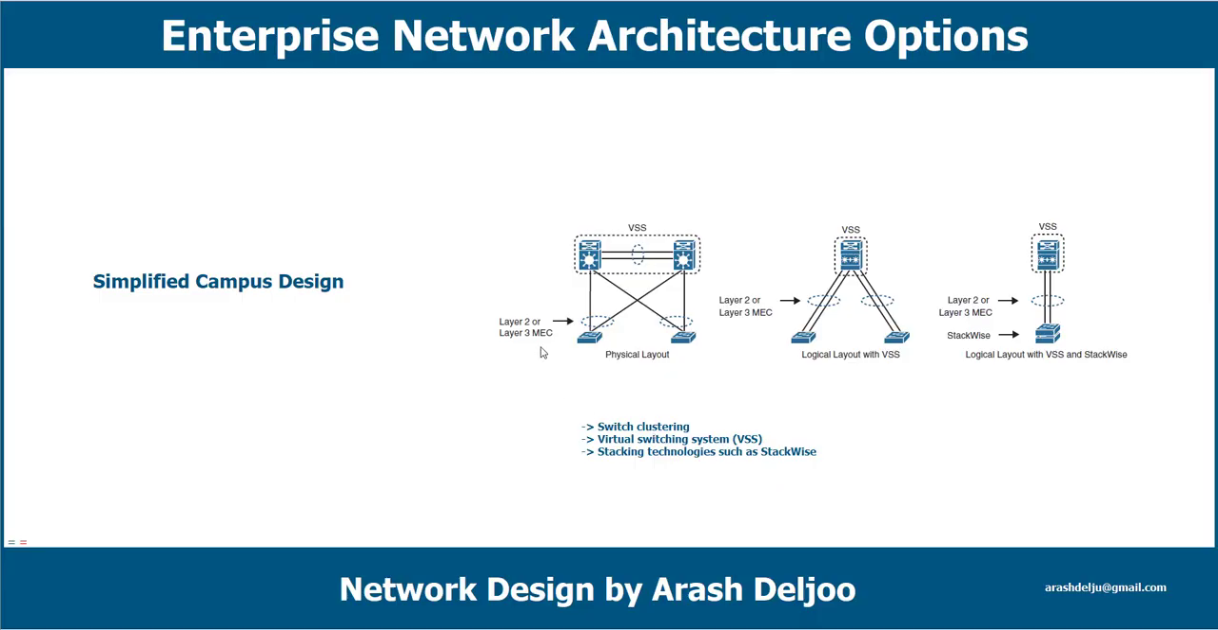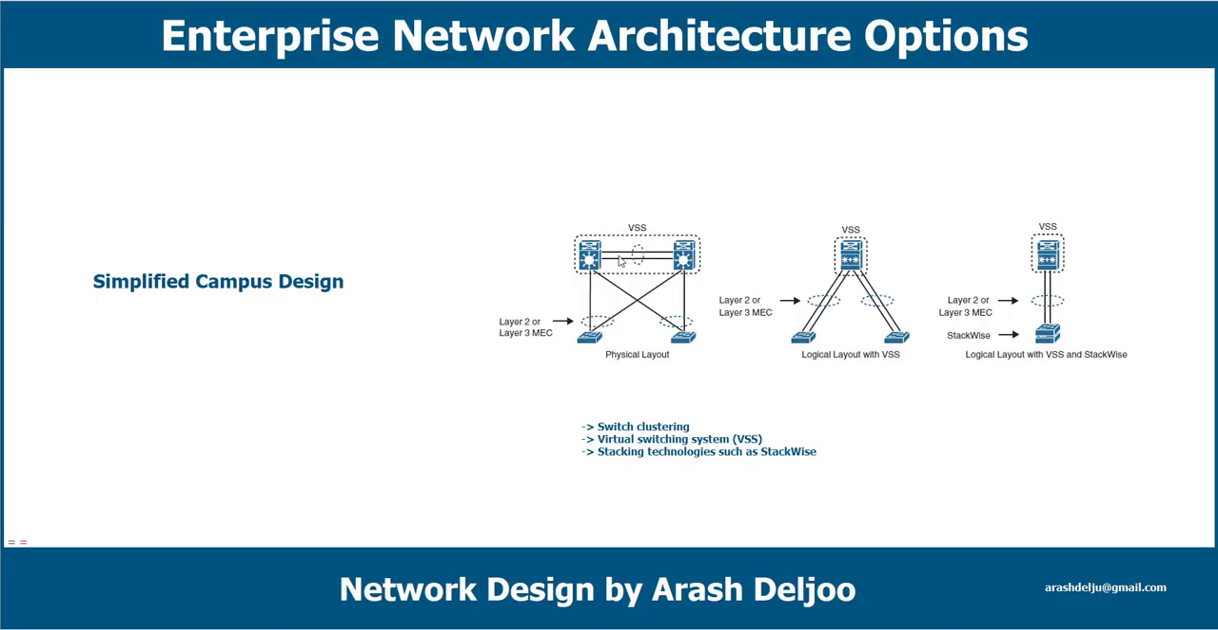Because of that, actually here, as you can see, now we have a network including 2 access layer switches and 2 distribution layer switches. As you can see, we can use the VSS or Virtual Switching System to convert these 2 physical switches to 1 logical switch.